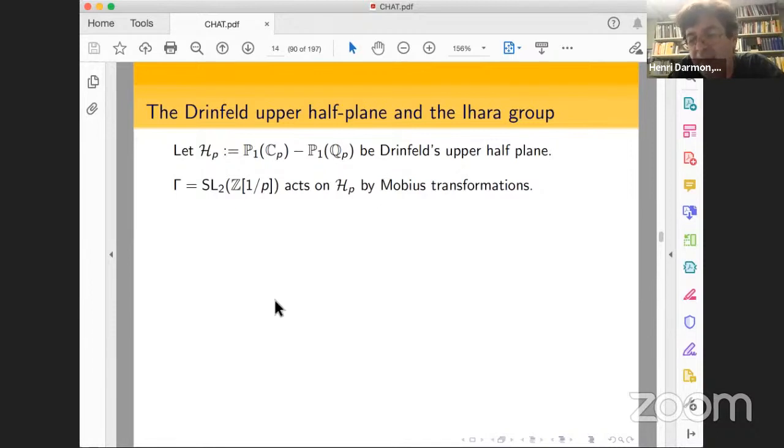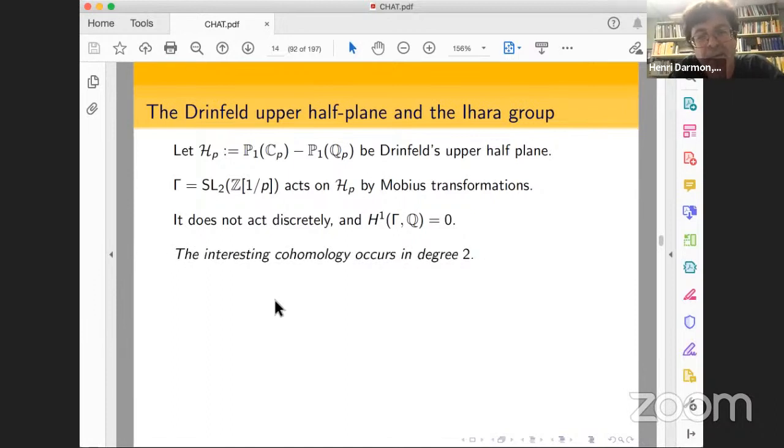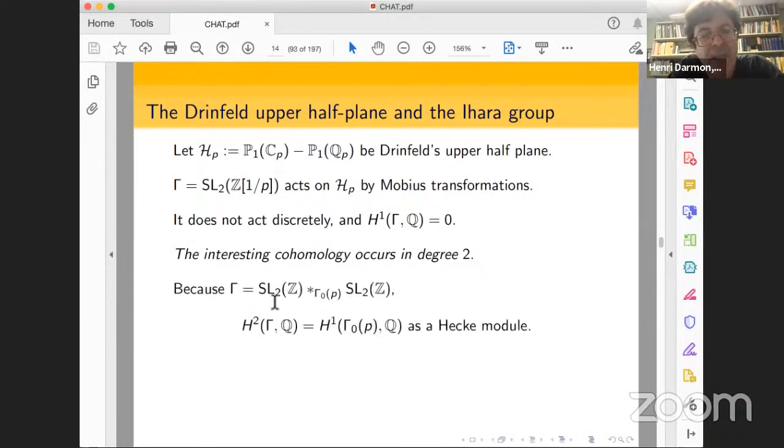Now, that group gamma acts on H_p by Mobius transformations, but it doesn't act discretely. The orbits are rather large and dense in the rigid topology. And also the first cohomology of gamma is not so interesting. I mean, this group gamma behaves a little bit formally like the Hilbert modular group. It has a rather uninteresting H1 and a much more interesting H2. So the H2 represents in some sense the interesting cohomology.